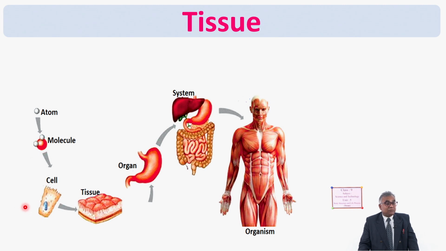So here, more complex structure from molecule is cell. So cell is fundamental unit of our body, about which we have already finished. When cells unite together, they form tissues. In detail, we will do later. A number of tissues unite, they form organs. And when number of organs unite, they form body systems, or we say only systems. And an organism is a group of number of systems.